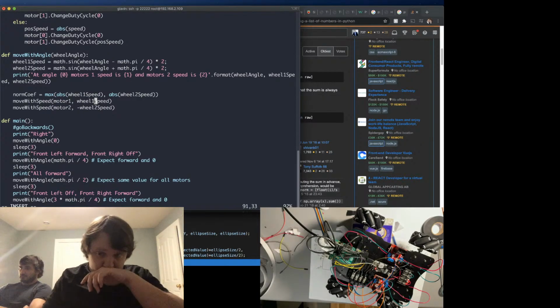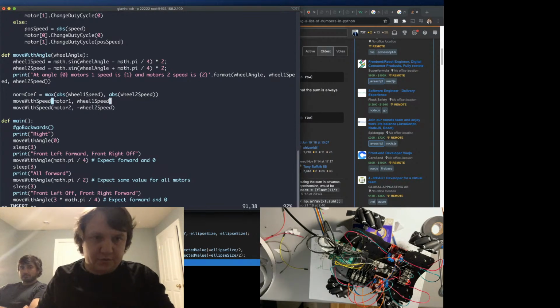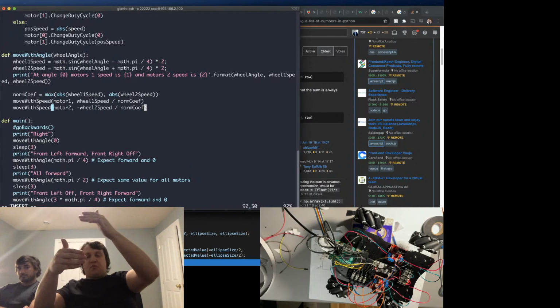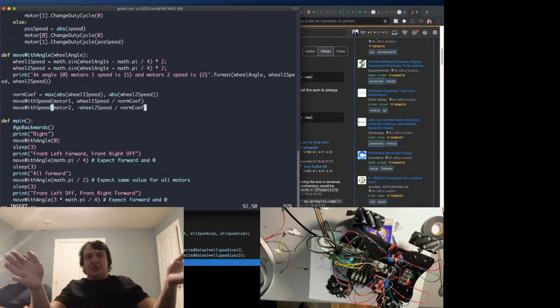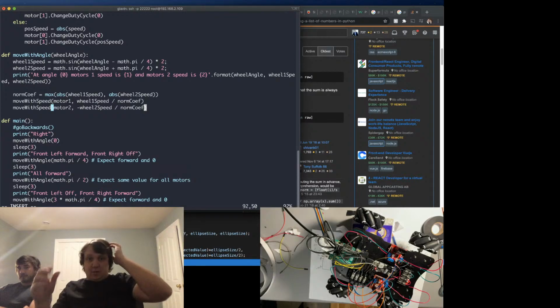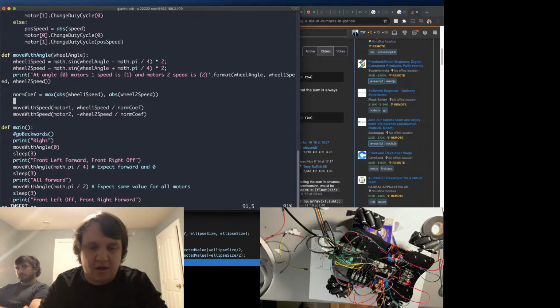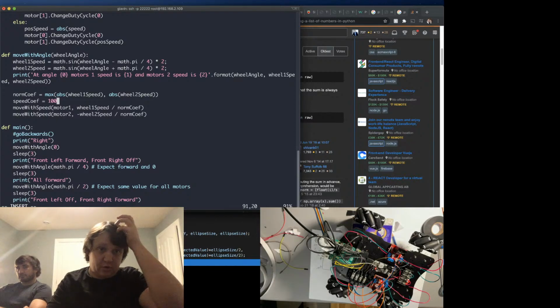And then we want to divide this by the norm coefficient. What this is going to do is, let's say we have 1.4, which is the possible maximum. Divide by 1.4 gets 1. So at most, all values are going to be 1. And then on top of this, we apply some kind of speed coefficient. And in our case, we want to go to 100.